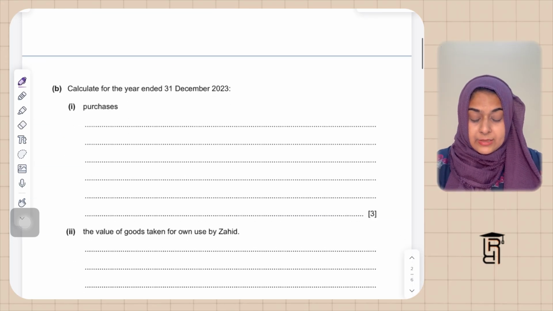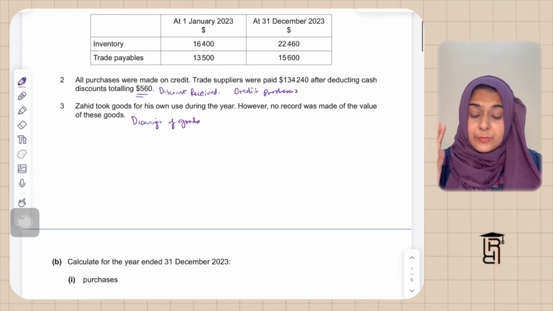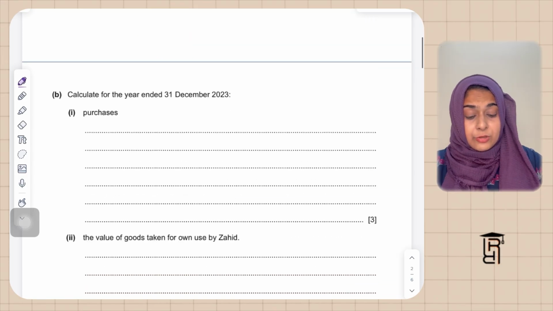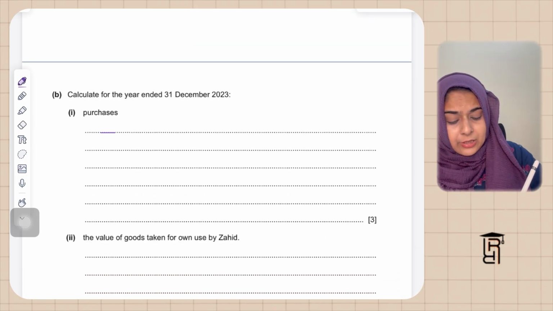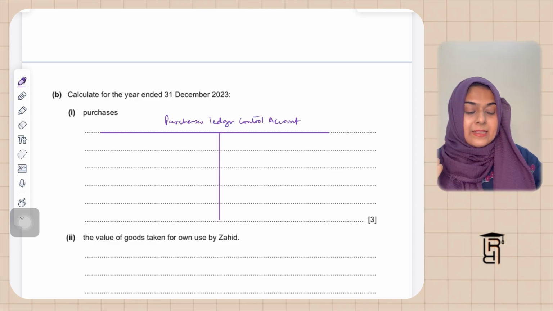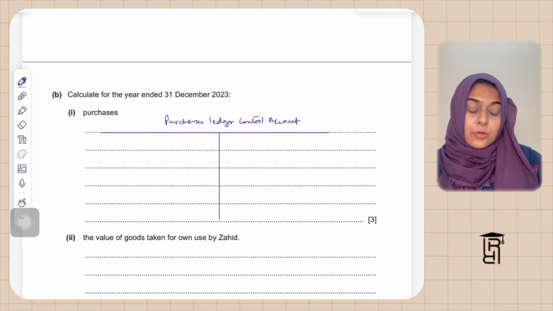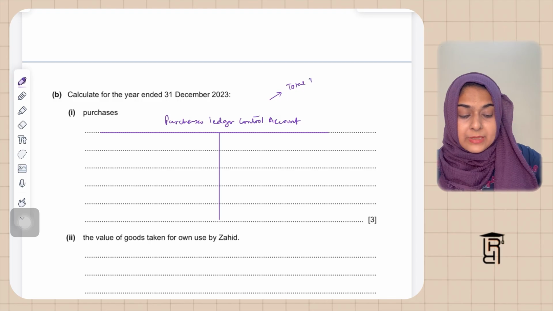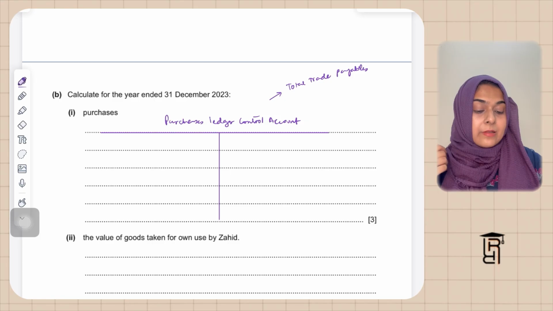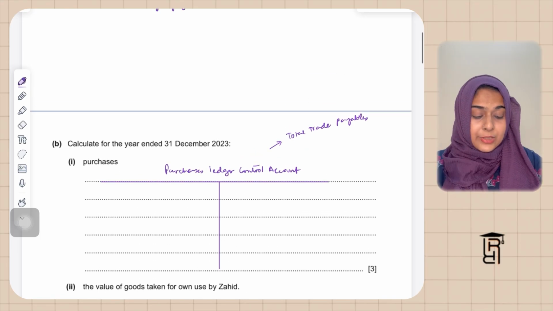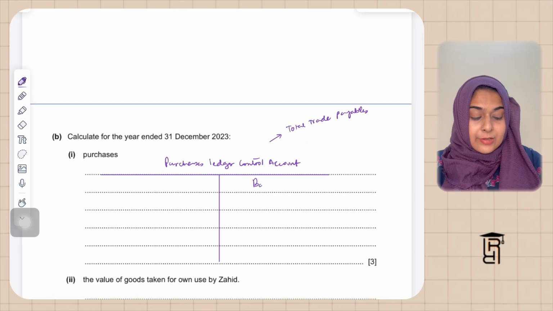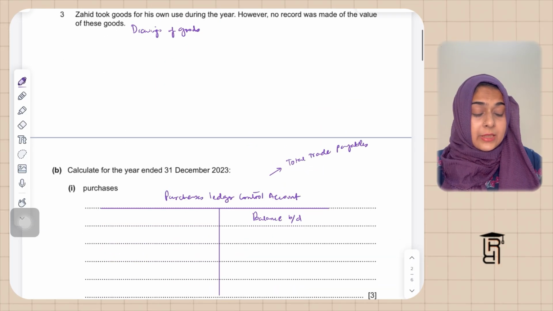To calculate credit purchases, they've made credit purchases only. There are no cash purchases in this question. So you need to make a purchases ledger control account. I'll make a T account here, and the name of this T account is purchases ledger control account. This account, you all know, is a total trade payable account. Total trade payables are your liabilities in accounting, and if you know that, it is very easy to make this account. Liabilities have a balance brought down on the credit side. So I'm going to write here balance brought down, and trade payables at start, which is 13,500.